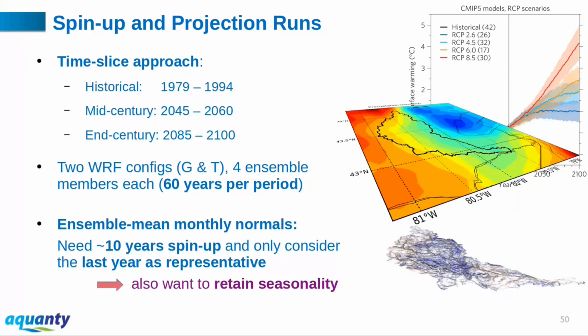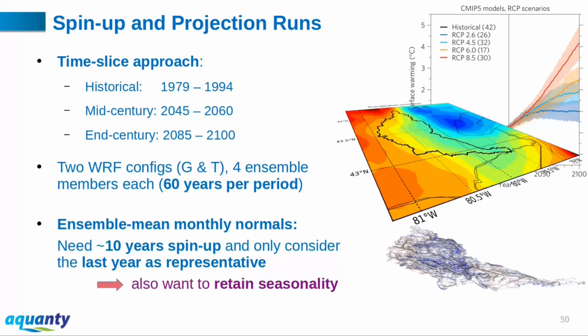And we used normals. As I've mentioned before, we made an average long-term seasonal cycle and just ran the model with that. This is just to look at the changes in the seasonality. We're not getting any variability or extreme events there, right? So that's a limitation.